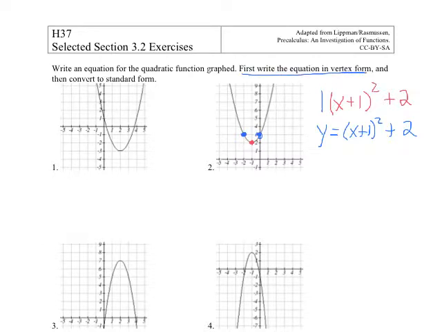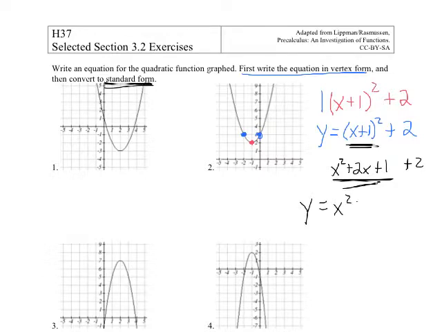Now what we need to do is convert it to standard form. What that means is expand it out. So if we expand our x plus 1 squared, we're going to get x squared plus 2x plus 1, and then there's the plus 2 at the end. So our expanded form, or the standard form, is going to be y equals x squared plus 2x plus 3. I generally think the vertex form is better when you're thinking about it graphically. The standard form does have its benefits, but if we're going straight from a graph to an equation, the vertex form is best.